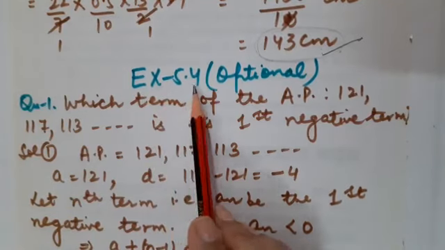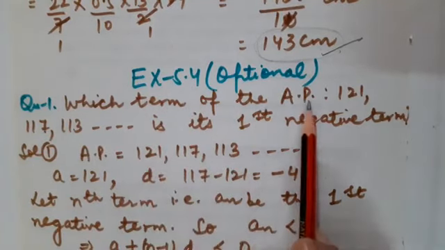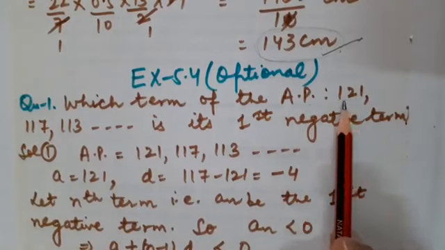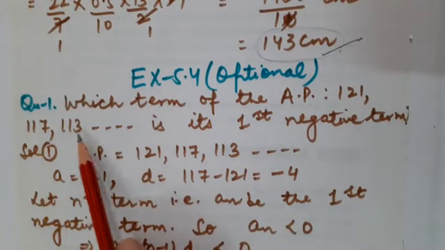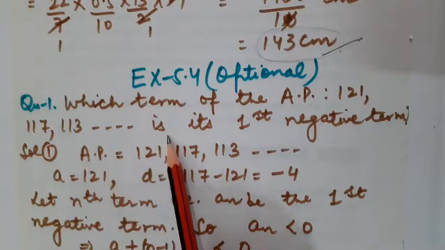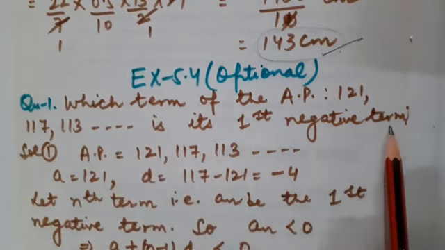Now the very first question is, which term of the AP 121, 117, 113 and so on is its first negative term?